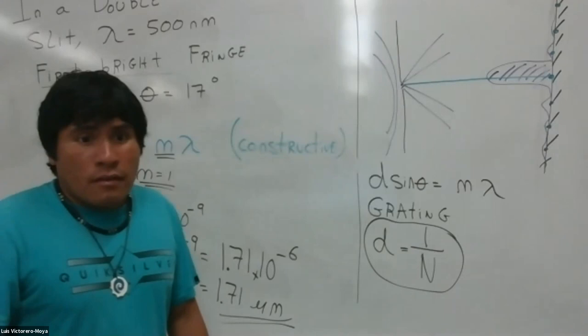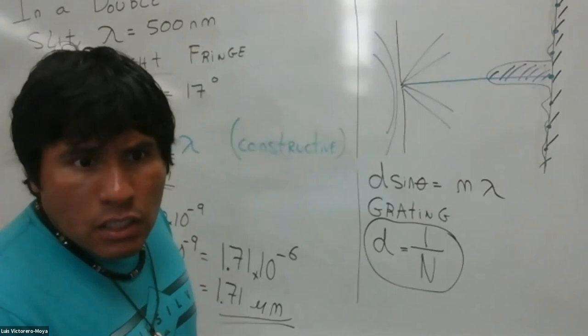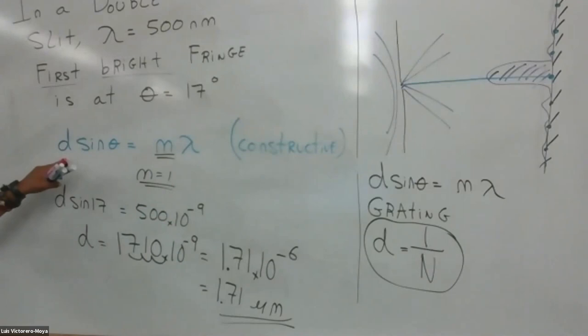Let's take a look at another type of problem here. As you can see, this is the main equation that we're going to be using. Or if you do destructive, and I think we have one here, we will do the m minus 1/2 or m plus 1/2.